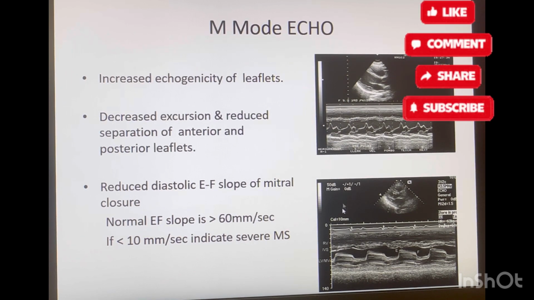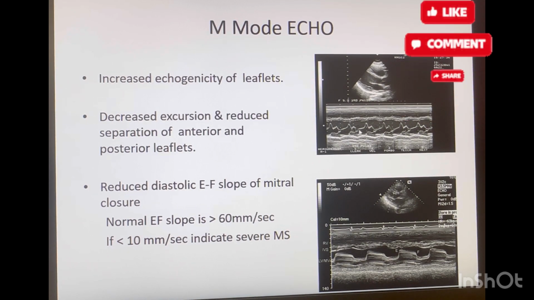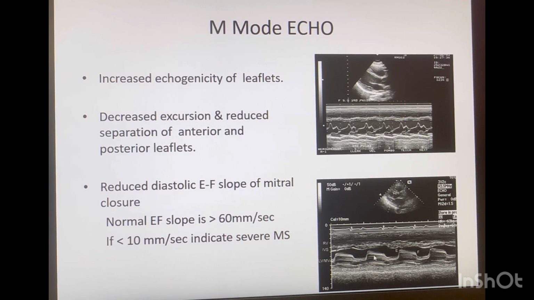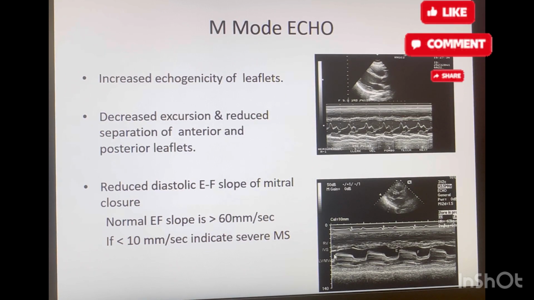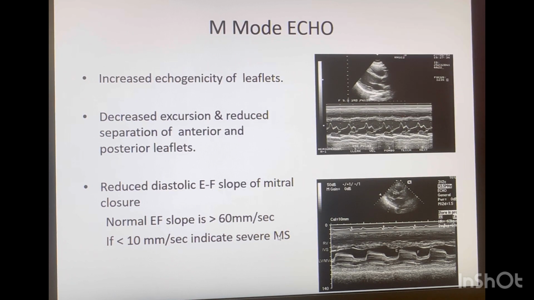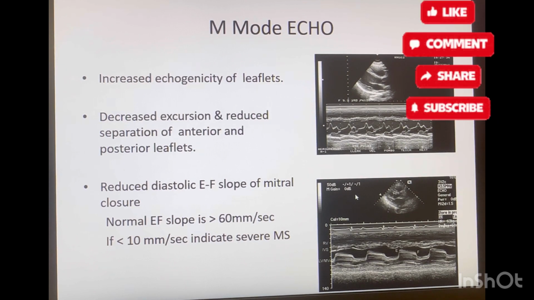But what happens in mitral stenosis, if you come here, first thing you notice is this line is very thickened as compared to this line. This is a very thin line here. So this is a thin normal mitral valve. But if you look at this M mode of the mitral valve, this is very thickened leaflet. Okay. So the first thing we got is very thickened leaflet. The second thing is there is loss of EF slope. So once you are not having the EF slope, it means you are talking about mitral stenosis. And some people also say that if your EF slope is less than 10 mm, it means you are talking about severe mitral stenosis.